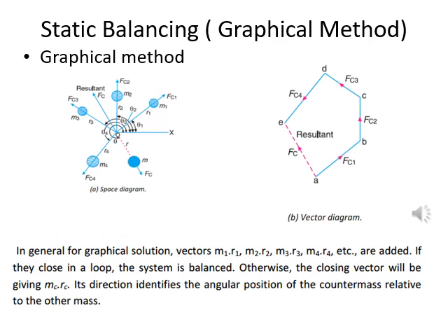So the resultant force is FC from A towards E. From A, B, C, D, E is the forces with their respective angles, and then FC will be the counter force towards the other forces over there. If you have the closing vector, this is considered as balanced. So its direction identifies the angular position of the counter mass relative to the other masses.